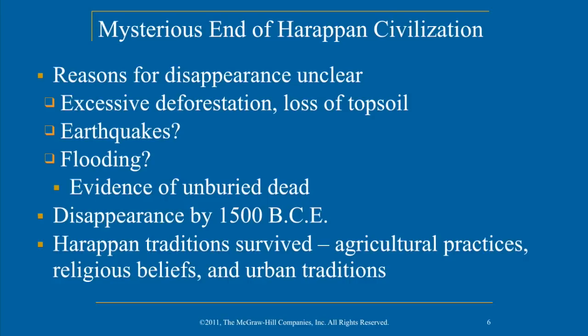Especially if you think about the silt that we've been talking about. If you take away a lot of the trees, the winds can come by and take away all those minerals and nutrients, which leads to a loss of those nutrients going into your food. There might have been some earthquakes. We're not 100% sure on that, because the civilization disappeared. There might have been some flooding as a result of some of that topsoil loss, or some of that change in their environment. We have some evidence of one of these two instances because of unburied dead.